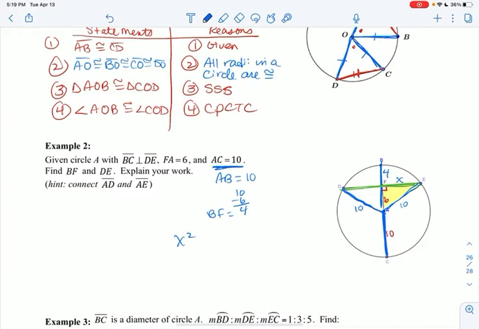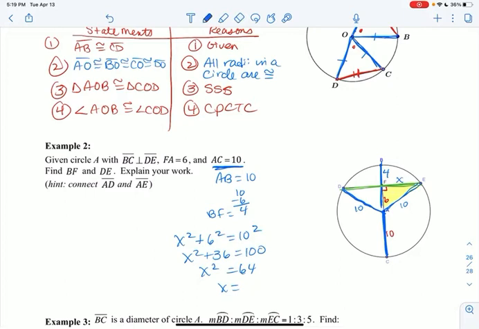So x squared plus 6 squared equals 10 squared. And some of you might know the answer already because we talked about certain combinations that come up over and over again, Pythagorean triples. So x squared plus 36 equals 100. I subtract 36 and I get 64. So x equals 8. All right, so FE is 8. Whoops, I didn't mean to erase that. Sorry about that, guys.